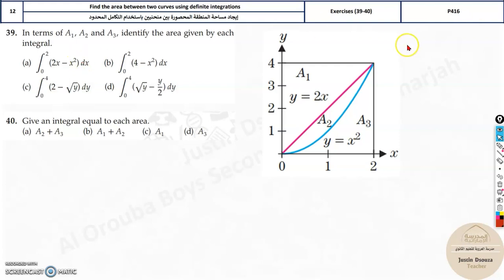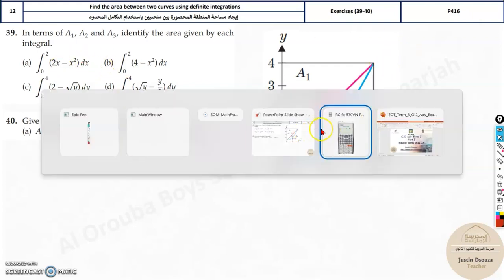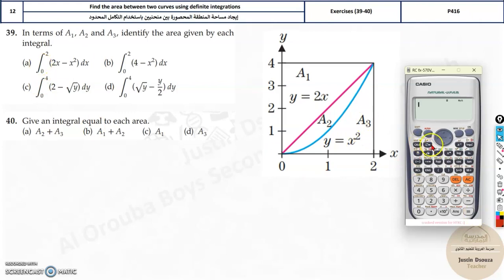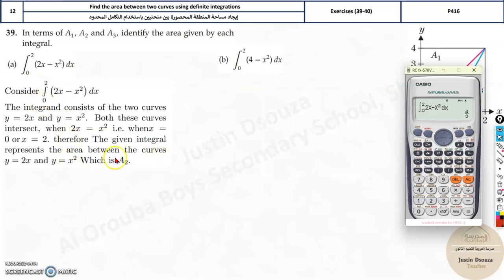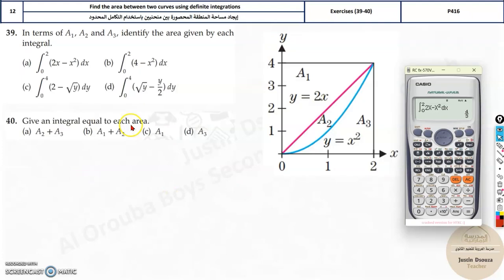Now, the obvious thing would be to just solve it, right? Okay, let's use our calculator and try solving it using the definite integral: 2x minus x squared, and the limits are from 0 to 2. Okay, so it's 4 by 3. But do you think the 4 by 3 is the answer? No, they want you to answer in terms of A1, or A2, or A1 plus A2. That is what they want. How would you understand this? 4 by 3 is 1.33.